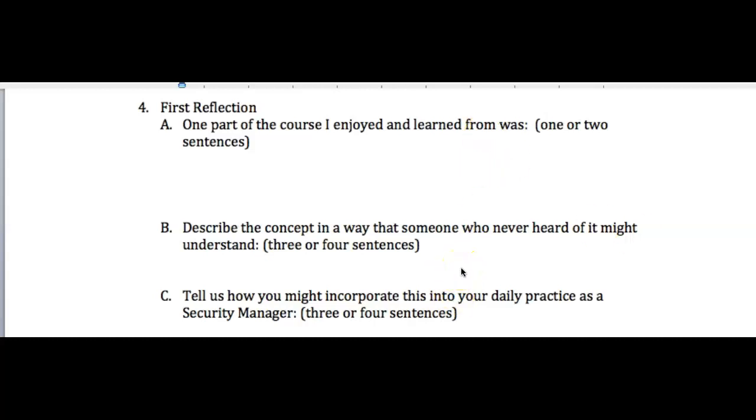Describe the concept. Background checks are normally done by an HR department in concert with the security department. We have to understand that background checks are not an evaluation of acceptability, but rather just a statement of facts. And then there's an evaluation by others to determine whether or not the person's suitable for the job. Those are the 3 or 4 sentences that go in here. And then finally, after this part, tell us how you might incorporate this into your daily practice.